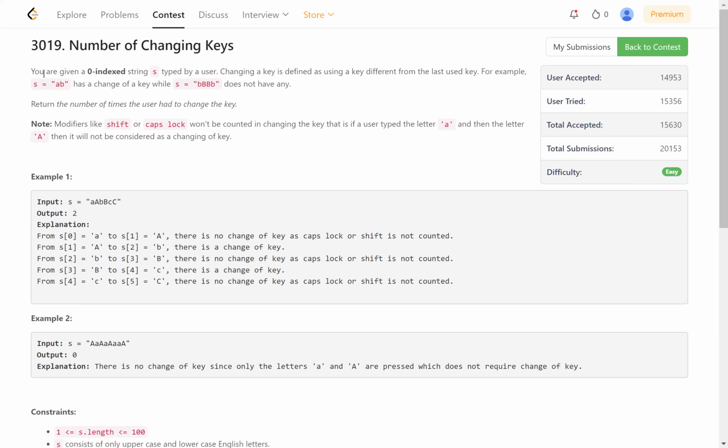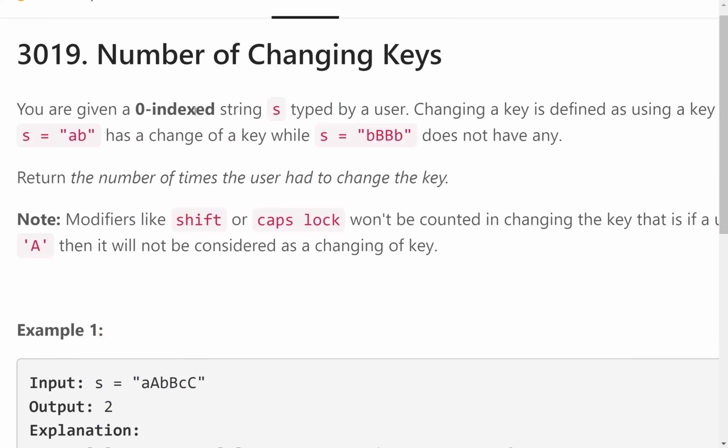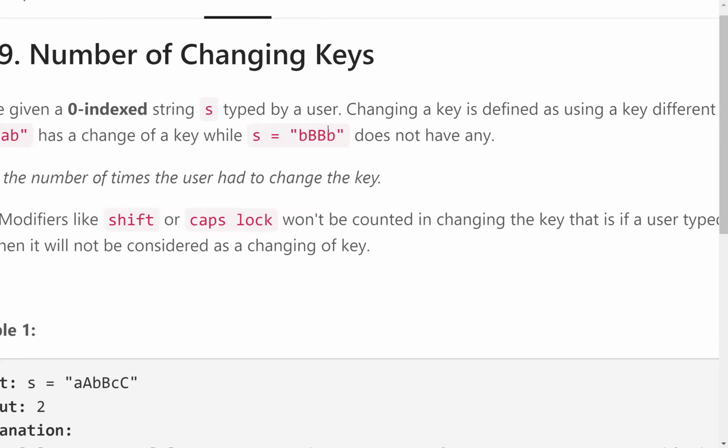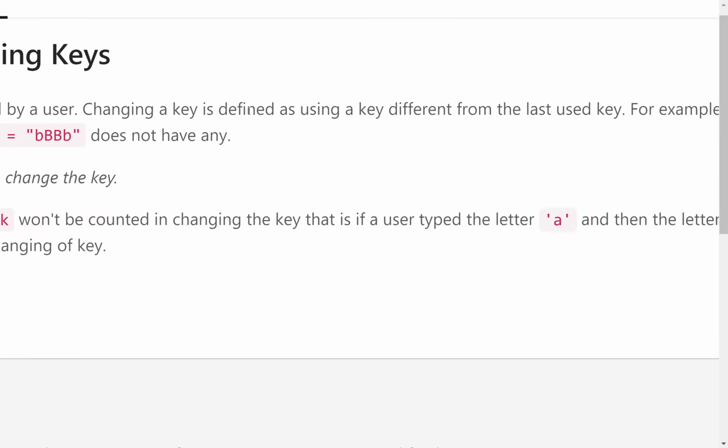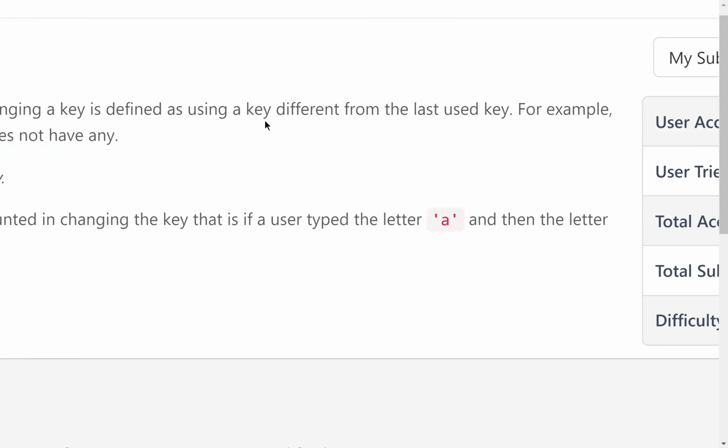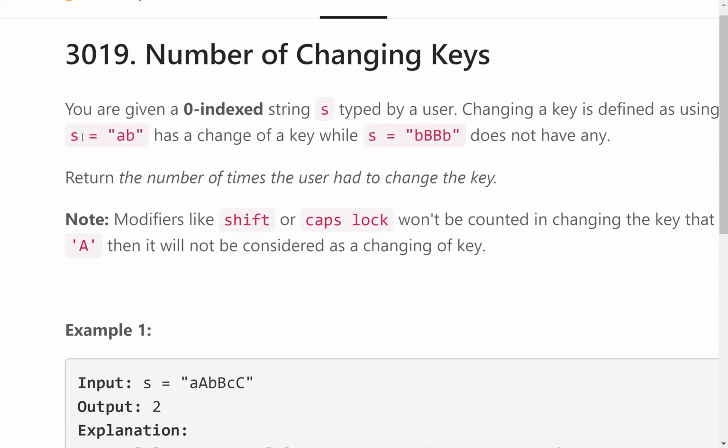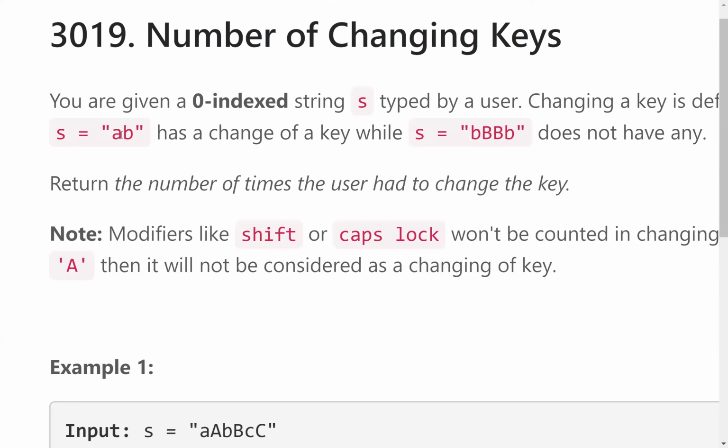In this problem, we have been given a string with zero based indexing, and we have been told that changing a key is defined as using a key different from the last key used. Here is an example. If you have a string like AB, here the first key which you have pressed is A, and after that you have pressed a key B, which is different from the last key. So it will be considered as changing the key.